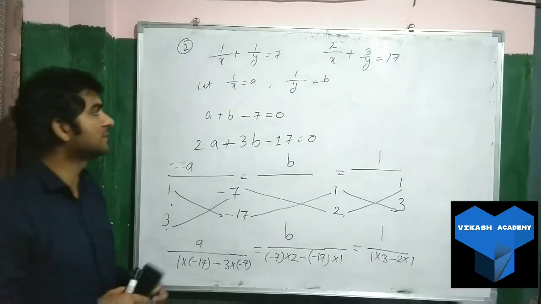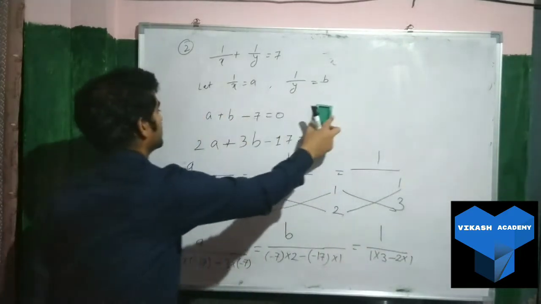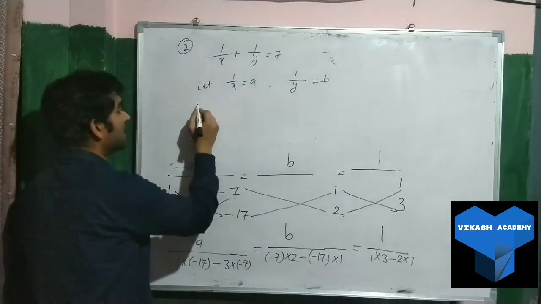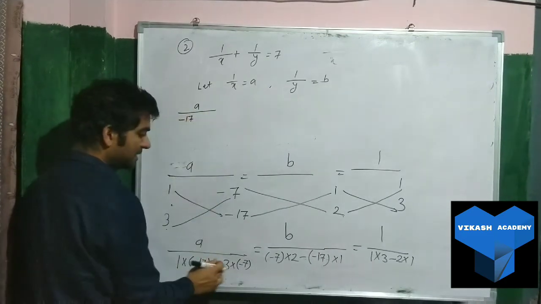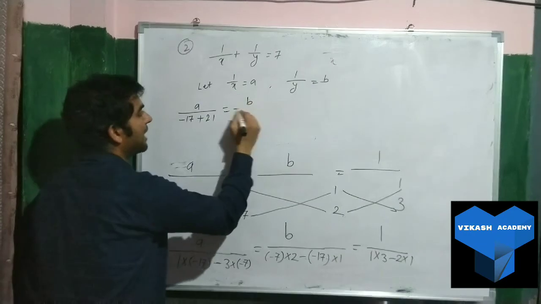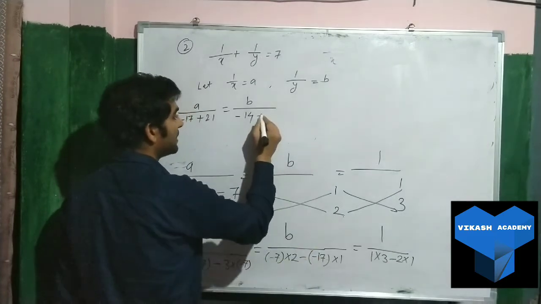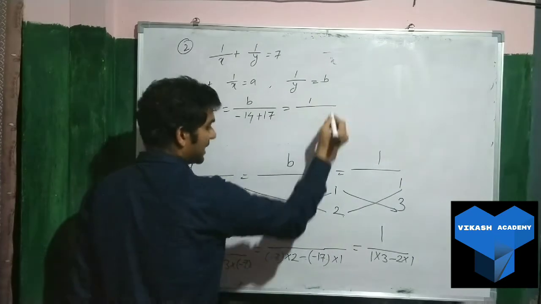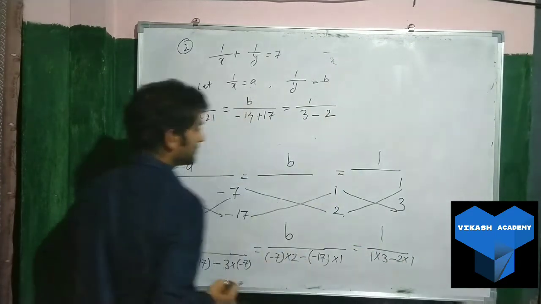Okay, now let us simplify this. So what we will get here? A will remain A by 1 into minus 17, it will be minus 17, then minus into minus plus 7 3s are 21. Equal, B will be B by minus 7 into 2, it will be minus 14, minus into minus plus 17 into 1, it will be 17. Equal to 1 will be 1 by 1, 3s are 3 minus 2 into 1 will be 2.